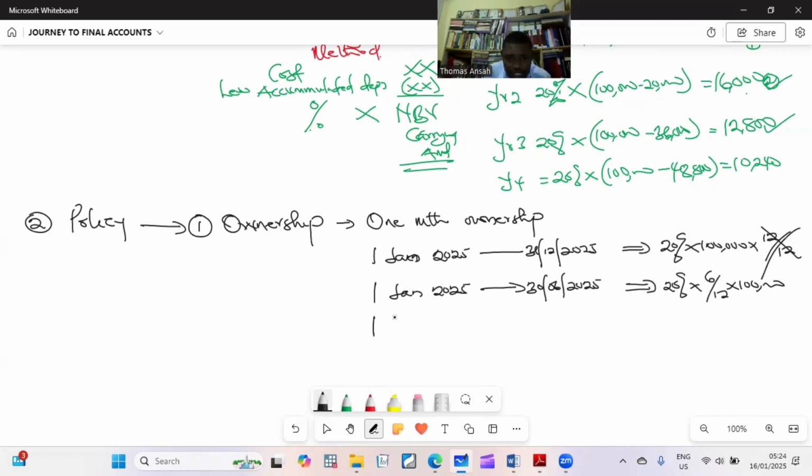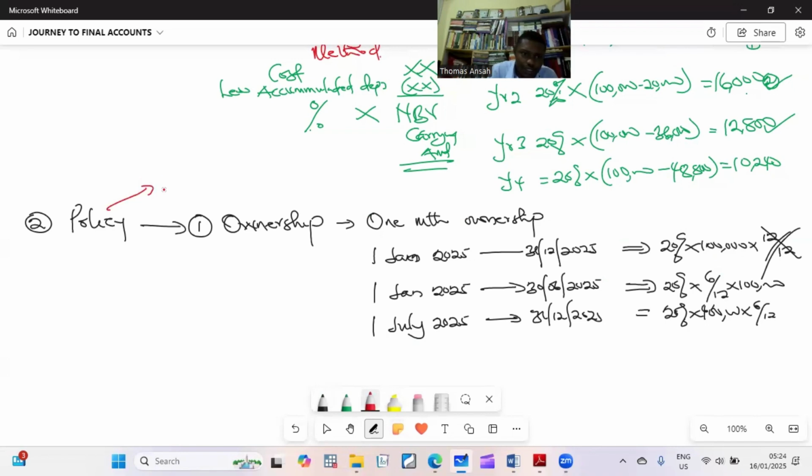Okay, what if I bought the asset 1st July 2025 and I own it till 31st December 2025? What will it be? That one too will be the same. 6 over 12. So 100,000, 6 over 12, because I only own it from 1st July. So check the time. So Prof said, whenever you are doing this thing, also check what? For dates. Check for dates. Very, very important. Check for dates.